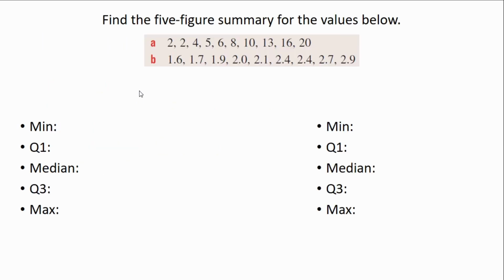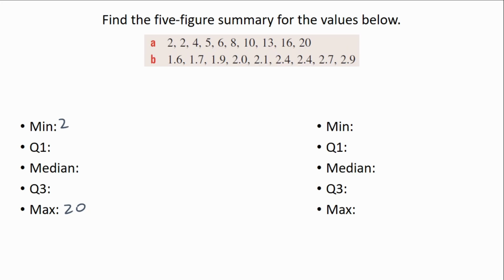Looking at this set of data here, it says find the 5-figure summary for the values below. So straight away, the max and min, that's pretty simple. The minimum value is 2 there. I'll start with question A, and the maximum value is 20. So I've got that already. Next, to find Q1 and Q3, I need to find the median. So let's do that first there.